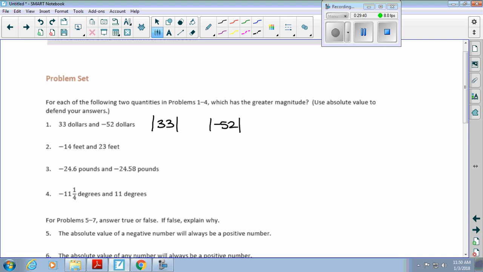All right, so let's rewrite this without the absolute value stuff going on. So what's the absolute value of 33? 33, right? What's the absolute value of negative 52? 52. Which one's bigger? 52, right? So we're going to do this. So for 1 through 4, that's what I would like you to do. All right? Does that make sense? Write them as inequalities, like that example.